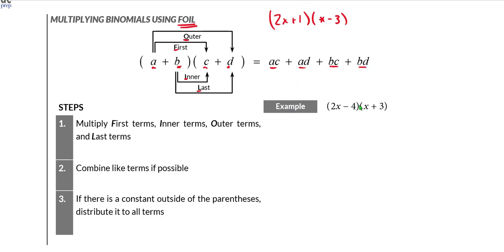So in order to do 2x minus 4 times x plus 3, first terms, so that is the F, that's 2x squared. You should probably pause the video and run through this on your own really quickly.